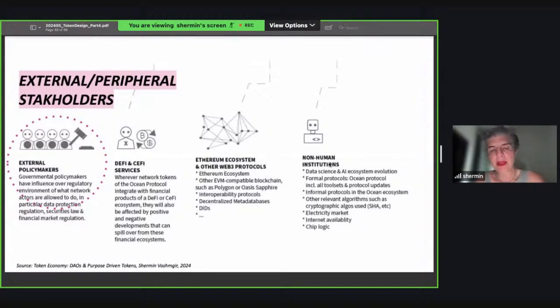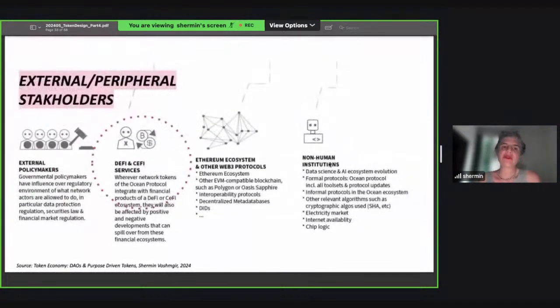But not only IP law and privacy law, since Ocean has 5 different tokens, securities or financial market law might also apply. On the periphery, we also have DeFi and CeFi services that exchange those tokens, for example, or accept those tokens, or where you can maybe stake those tokens. So anything happening on the periphery of these decentralized or more centralized financial services, exchanging Ocean tokens, will also directly or indirectly affect the system.